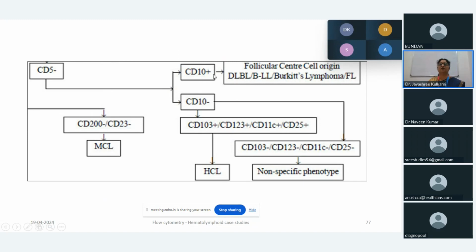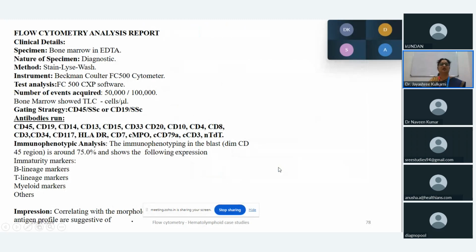So it is your hairy cell leukemia. Very useful algorithm. 10 positive, think of these. 10 negative, either hairy cell leukemia or a splenic marginal zone leukemia. Now, I think with this, I have covered quite a lot of variety of cases. What is important also is how to report a flow cytometry.